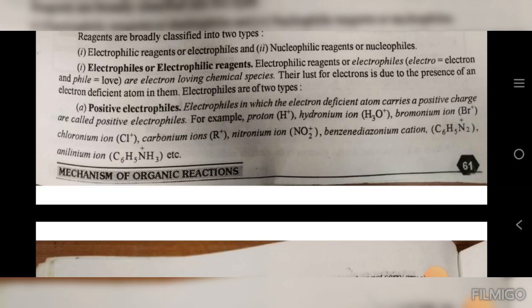Electrophilic reagents or electrophiles: electro means electron and phile means love. They are electron loving chemical species. Their lust for electrons is due to the presence of an electron deficient atom in them. Electrophiles are of two types: positive electrophiles.